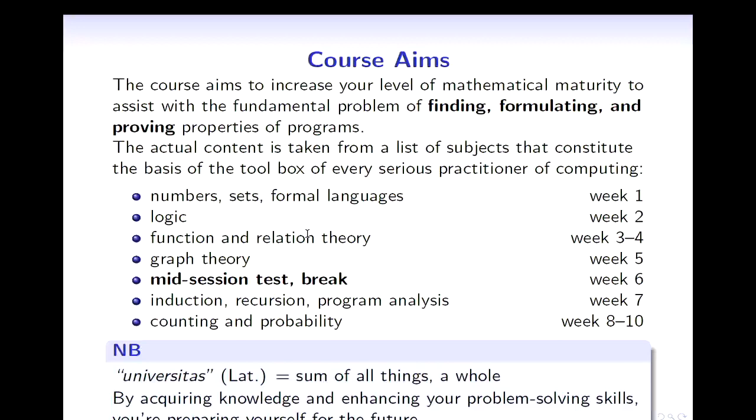It is taken from a list of subjects that constitute, as you can say, the basis of a toolbox that every serious computer scientist needs to know. And I'm listing the different topics that we will go through here on this slide. Now, you will see that this is a course that focuses on mathematics. It's not a programming course. There is 9021, the Introduction to Programming, which is meant to introduce you to actual programming. This is a course that focuses on the mathematical foundations for computer science.